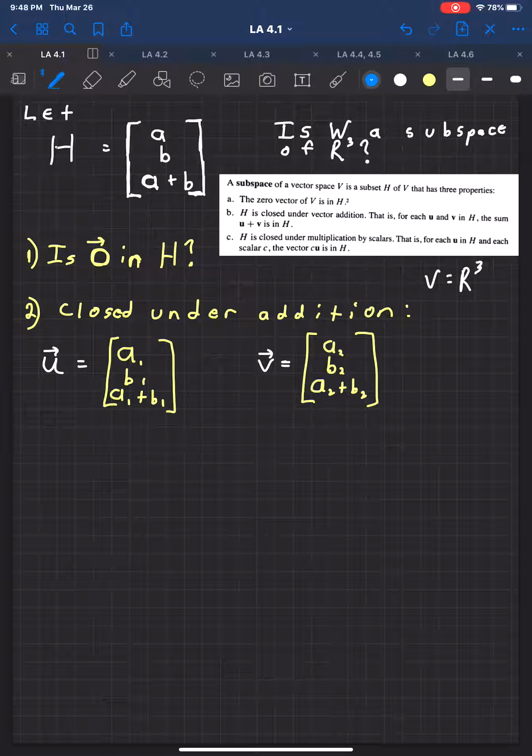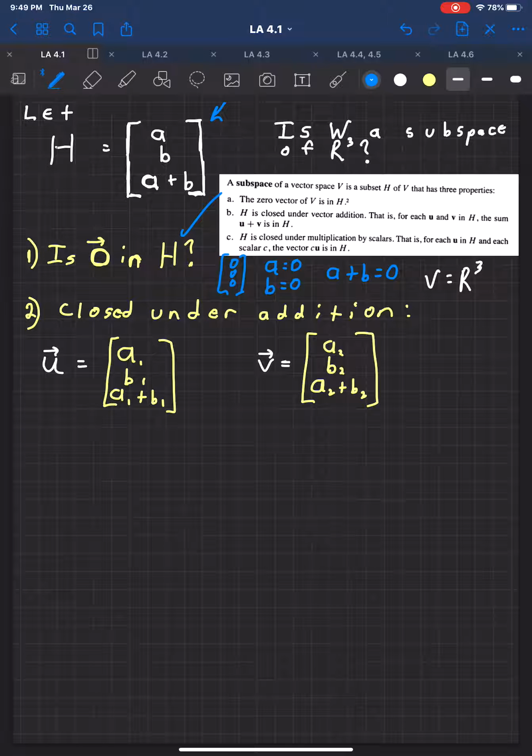So let's start with the 0 vector. Is the 0 vector in H? Right, so what would the 0 vector look like? So that would be 0, 0, 0: x is 0, y is 0, z is 0. So the question is, does that meet our requirements? So that would mean if a is 0 and b is 0, is a plus b also 0? Yes. So we do have the 0 vector in this space.